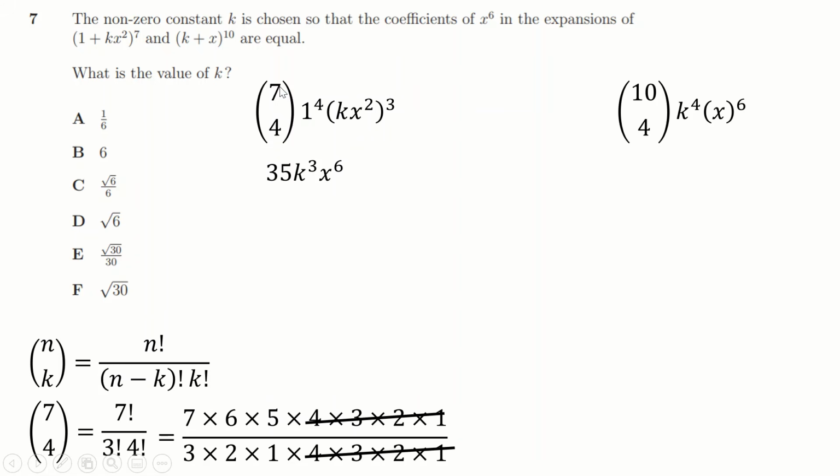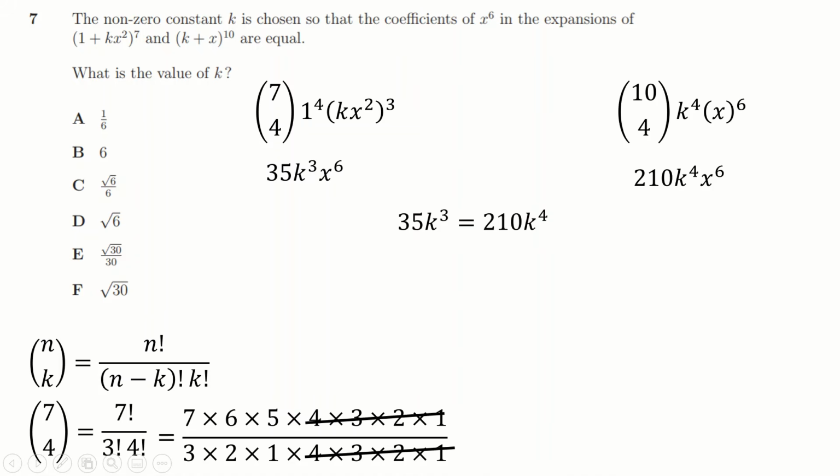Now the reason 7 choose 3 is the same is because when you put 7 choose 3 in here, this one here becomes 7 minus 3, which is 4, and this one becomes a 3, and you just end up with the same things on the bottom. And likewise over here, this is the same as 10 choose 6. But anyway, if you do 10 choose 4, eventually you figure out that it's this, just doing the same method. And therefore the coefficients, which is 210k^4, equal 35k^3.